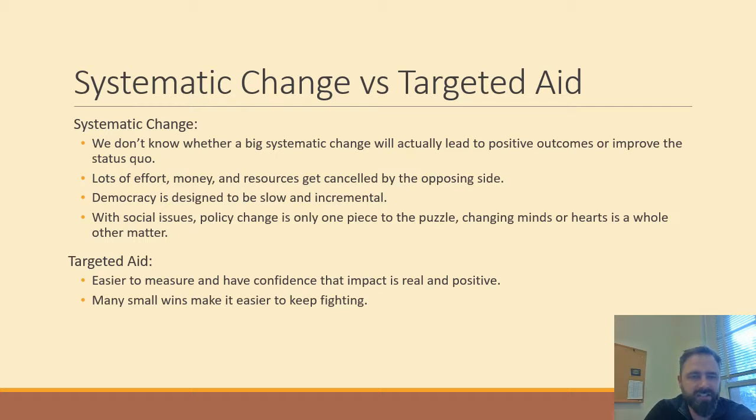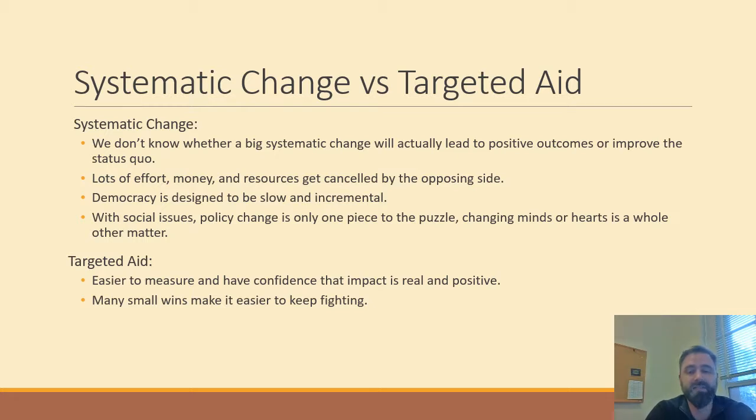So with systematic change, we don't actually know whether a big systematic change will actually lead to positive outcomes or improve the status quo. So again, this is like the Hayekian view. It's true that lots of effort, money, and resources get canceled by the opposing side. So you spend a lot of your time working in advocacy being canceled out by people who are working directly to oppose you. And that can be hard.